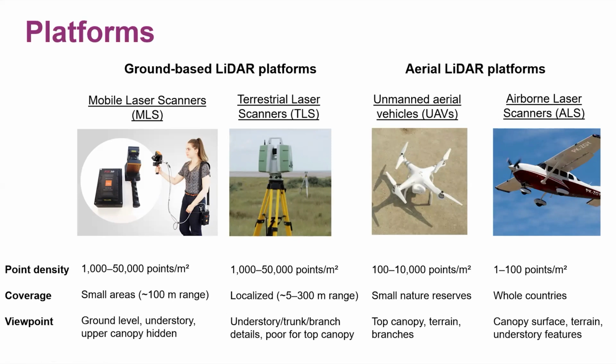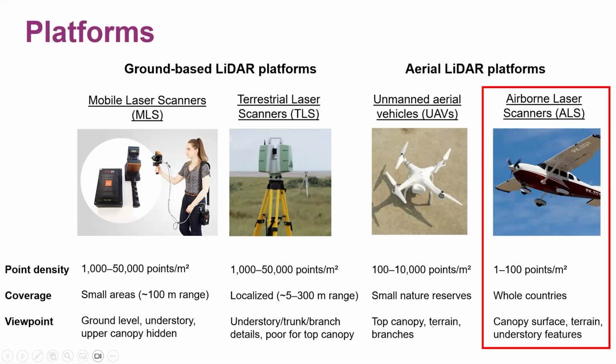In the aerial LiDAR platforms, you can cover much larger areas. So for instance, small nature reserves, or in the case of airborne laser scanning, whole countries. And you have to realize that the scanning is from top down. So you have a very good representation of the top canopy. You also have some representation of understory and terrain, but typically much less dense. So we focus today mostly on airborne laser scanning.